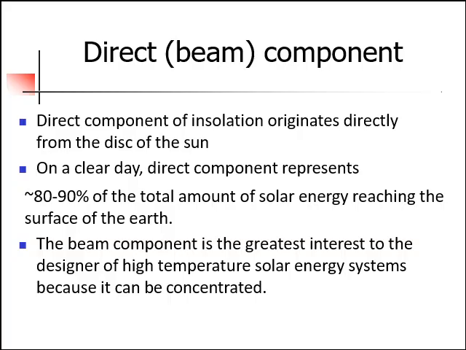And this beam component is of great interest because you can produce high temperature from it by concentrating. We will learn about the concentrator in our next chapters, but we can actually concentrate the solar irradiation to produce something of very high temperature. And when we do the concentration, it's more desired to have the direct solar irradiation because it works best.